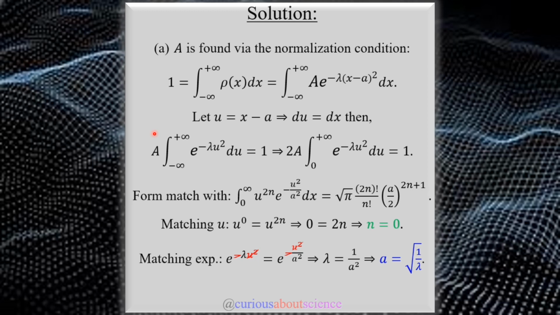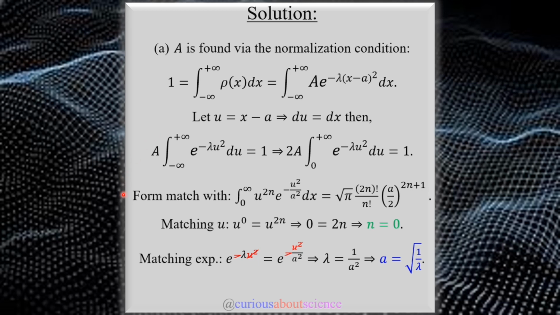We notice that this is an even integrand over symmetric bounds, so what we do is double it, but instead of having negative infinity to positive infinity, we go from 0 to positive infinity. And what this allows us to do is form match with the tables in the book.